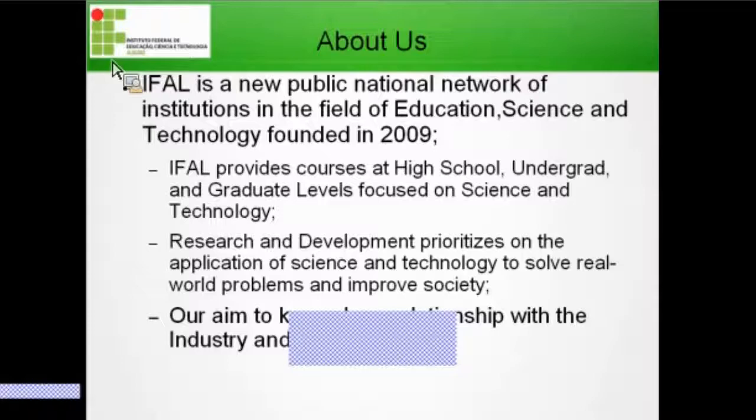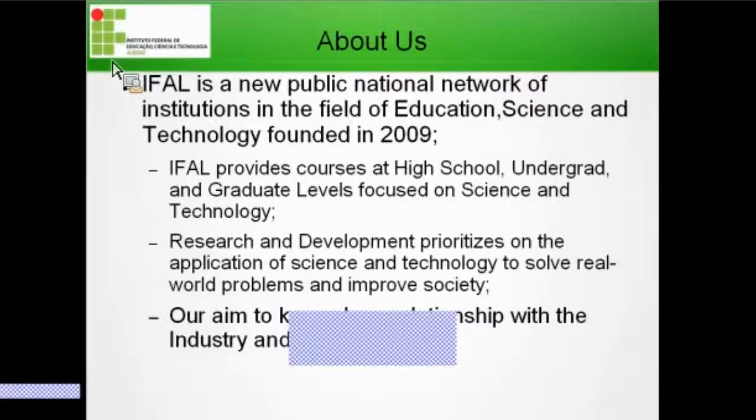Our aim, just a minute, please. There's something wrong at the, well, I guess the image is not very clear, but I can. Yeah, okay.